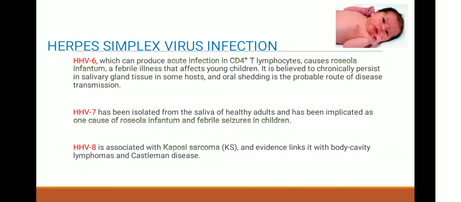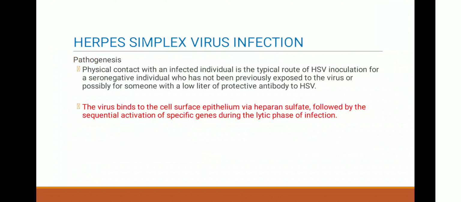HHV7 is just like roseola infantum infection, but it is accompanied with febrile seizures in children. HHV8 virus is known as Kaposi sarcoma virus, which is linked with many syndromes, Castleman disease, and lymphomas. If we go back to the pathogenesis, there is physical contact with the infected individual to cause the herpes simplex virus infection. It is the typical route for HSV inoculation for a seronegative individual who has not been previously exposed to the virus.